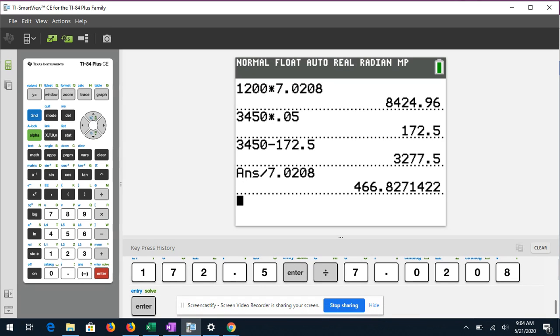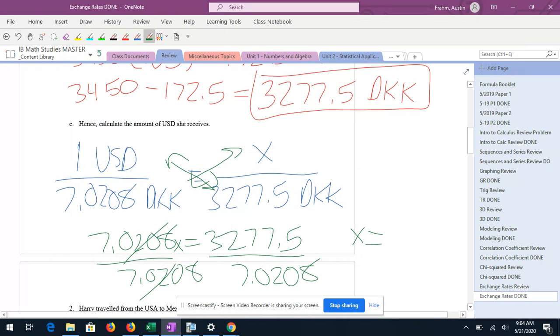Now I'm going to round it to 2 decimals since we're dealing with money. $466.83. That's how many US dollars she'll have when she gets back.